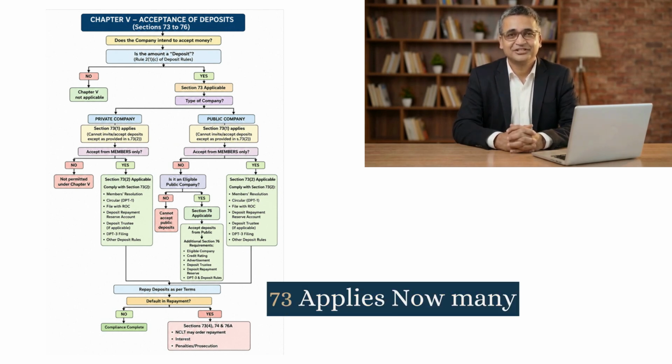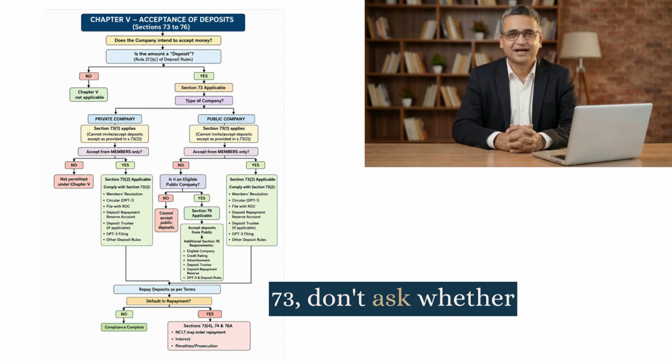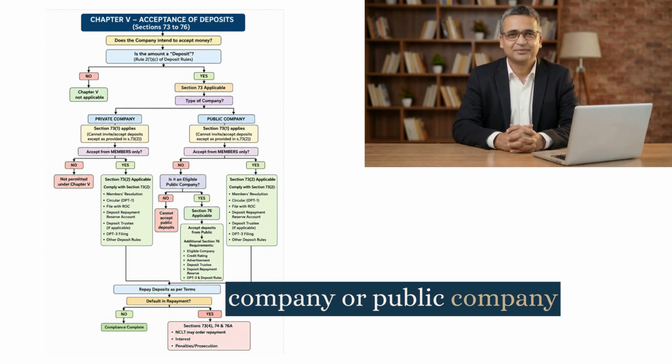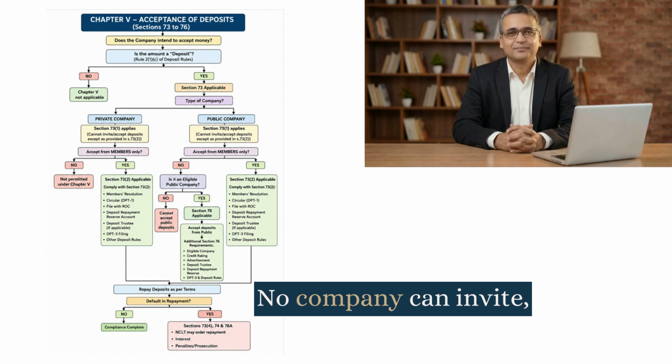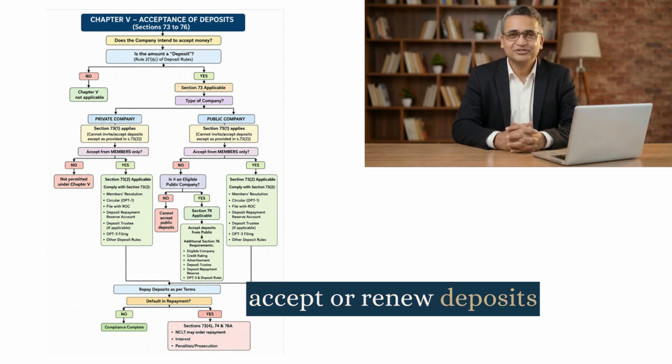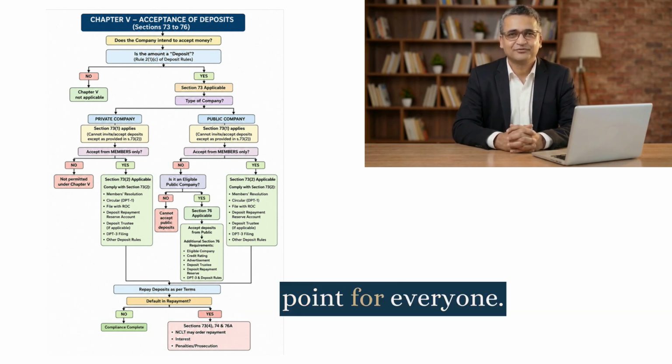Step 2. Section 73 applies. Now, many students think Section 73 is only about private companies. That is incorrect. Section 73 applies to every company. So after reaching Section 73, don't ask whether it is a private company or public company first. Instead, remember this rule. Section 73(1) is the general prohibition applicable to all companies. It says, no company can invite, accept, or renew deposits except in the manner provided under Chapter 5. This is the starting point for everyone.